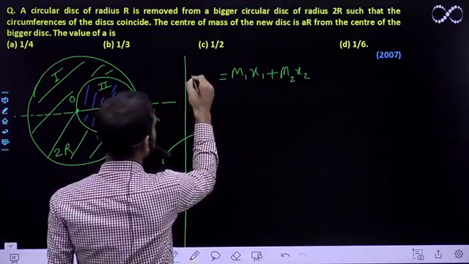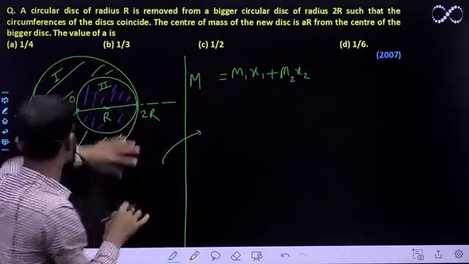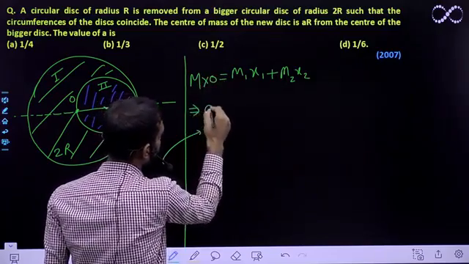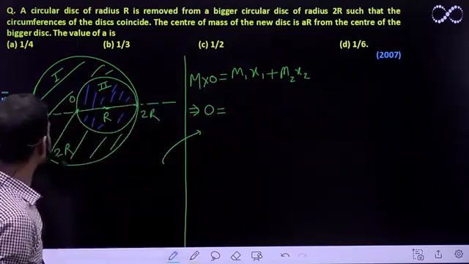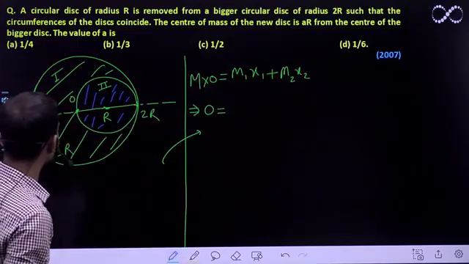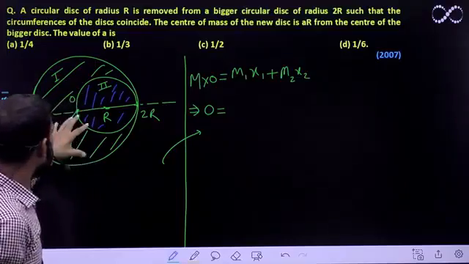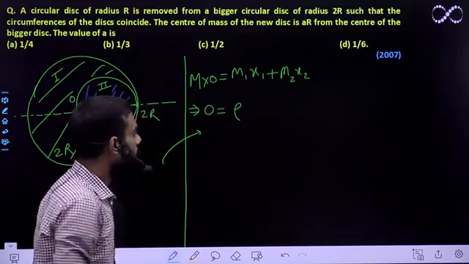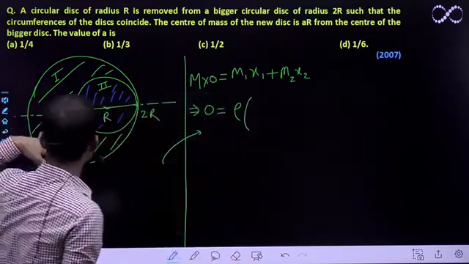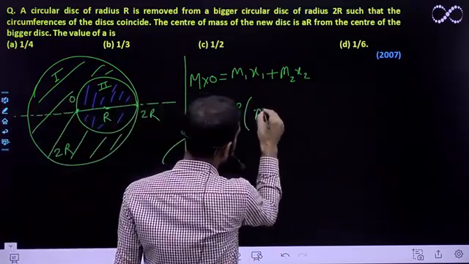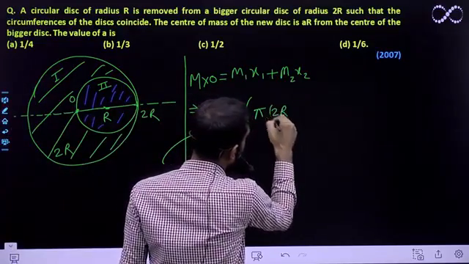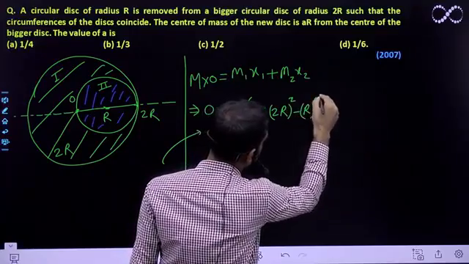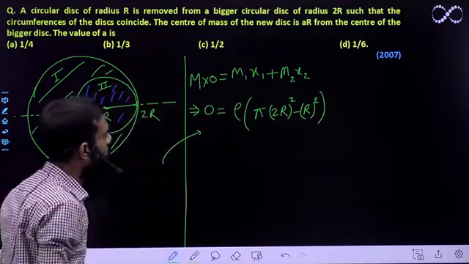This will be the total mass m, and the center of mass of the entire disc will be the origin, so this becomes m into 0. So the left hand side will become 0 here. What is the mass m1? Let us assume the density is rho, that is the mass per unit area. And what is the area occupied? Pi into (2r) square minus r square. This is the area of the first part.